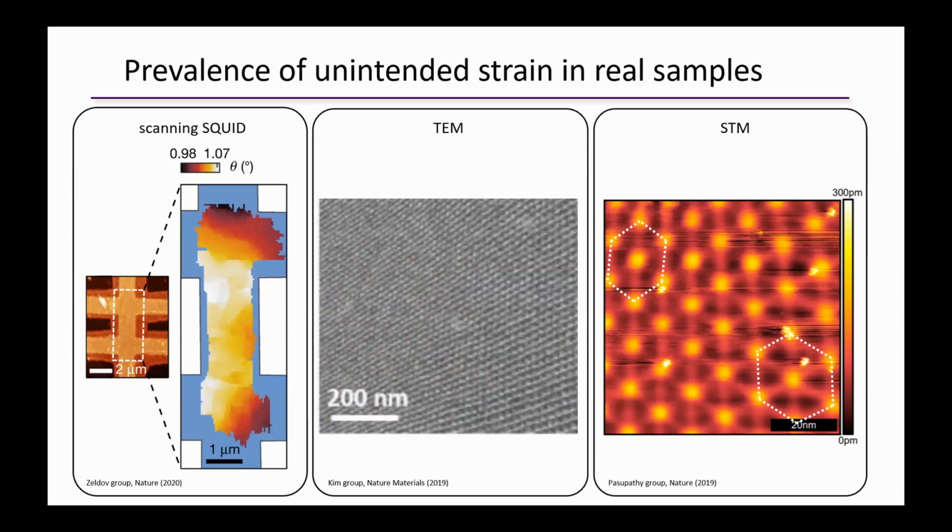This strain issue is prevalent across all length scales in the device. There's scanning SQUID work from Eli Zeldov's group that shows that twist angles can vary on the scale of microns by fractions of a degree. There's TEM work that shows that over the scale of a micron, you can see these Moiré patterns go from big to small, from the bottom right to the top left corner. And even on the near atomic scale, just translating by a few Moiré unit cells often gives you a very different area, depending on how high quality and how uniform the sample is.